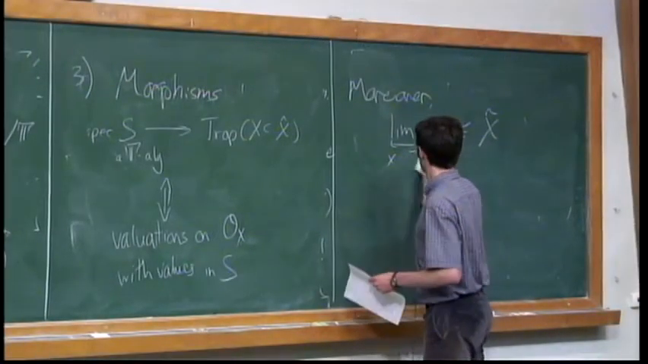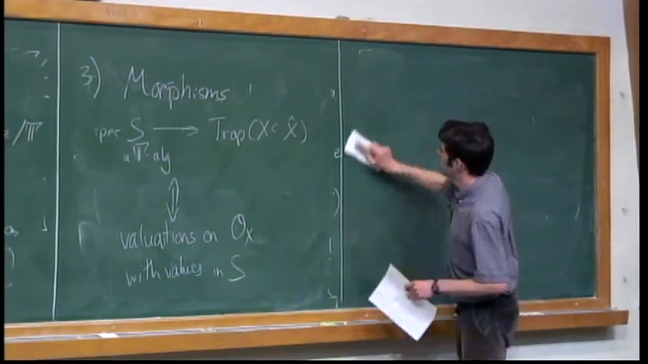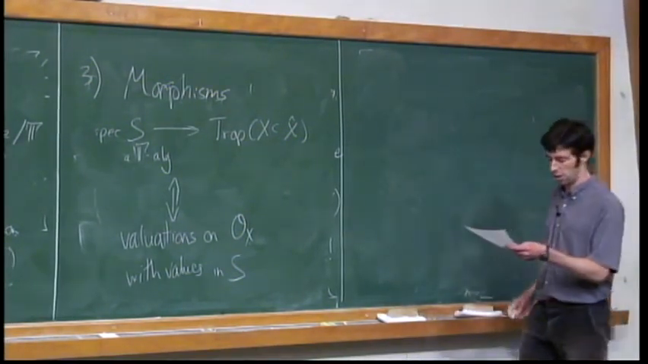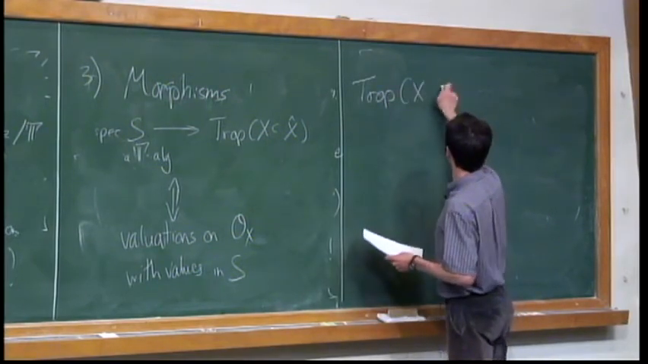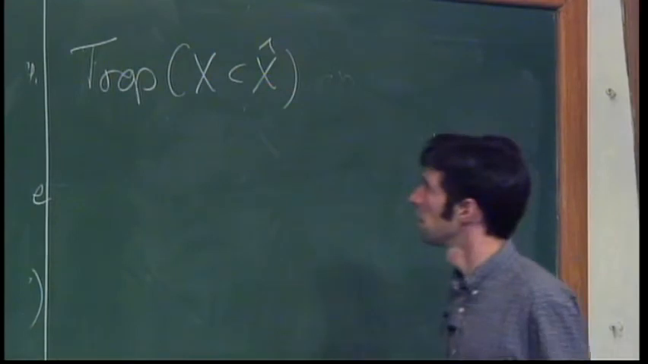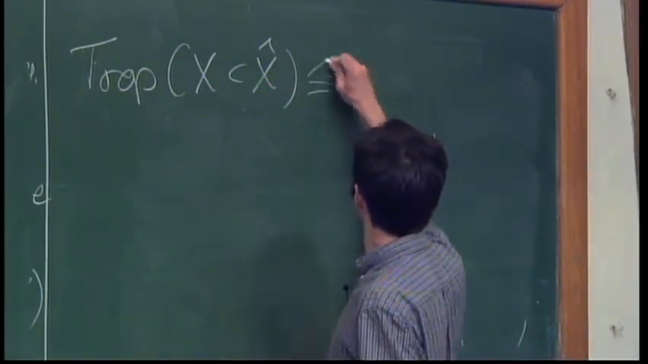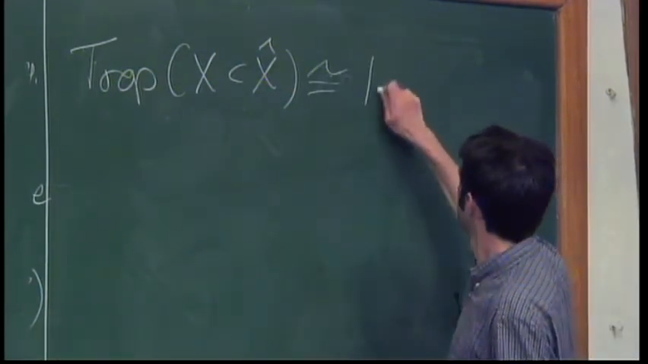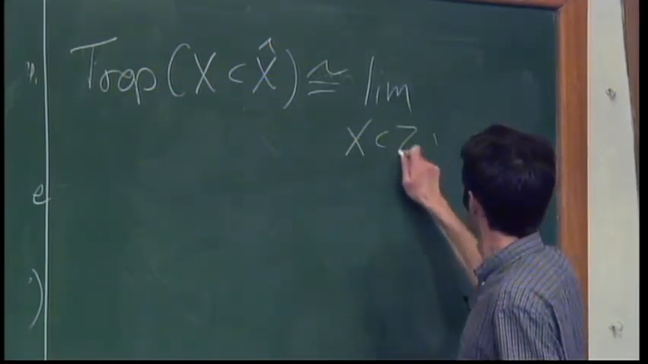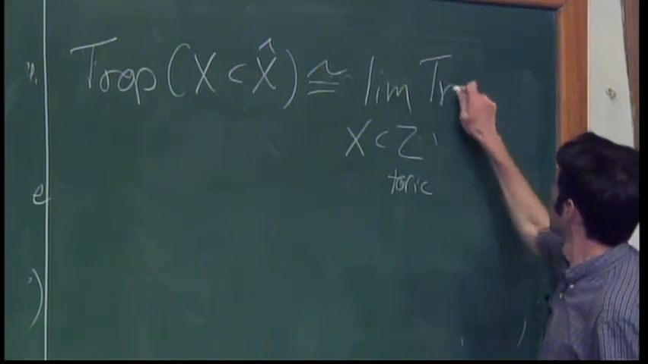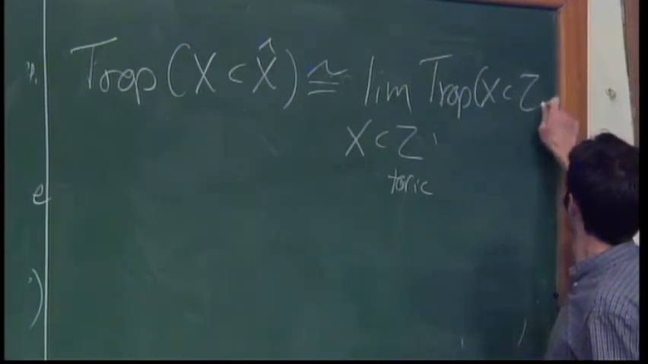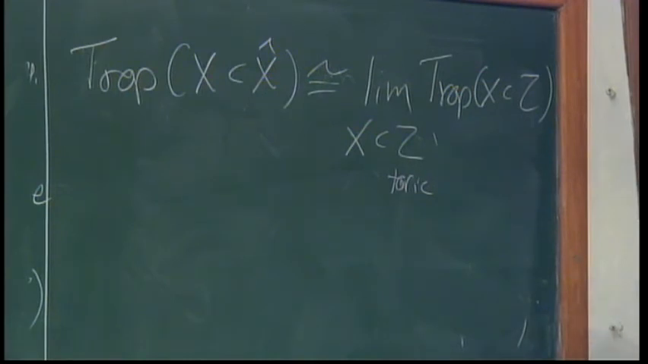And then the last part is a scheme theoretic version of Payne's inverse limit theorem, which says that the tropicalization of X inside X hat is isomorphic as a scheme to the limit over all toric embeddings of the scheme theoretic tropicalization of X inside Z. So this is the scheme theoretic version of Sam Payne's inverse limit theorem.